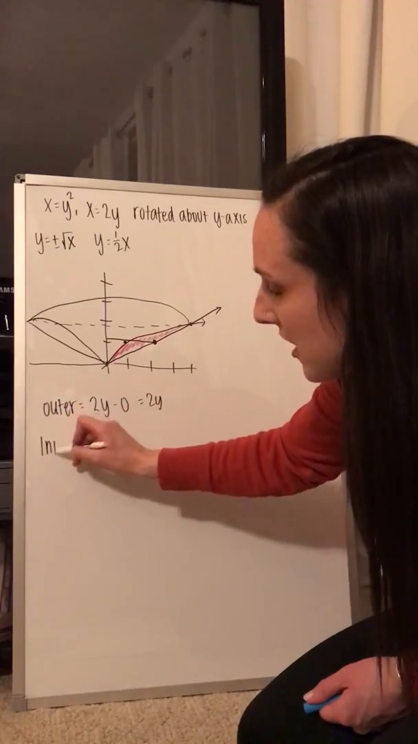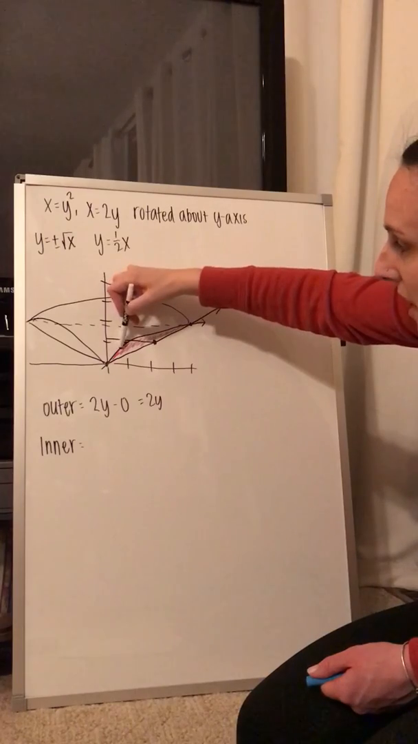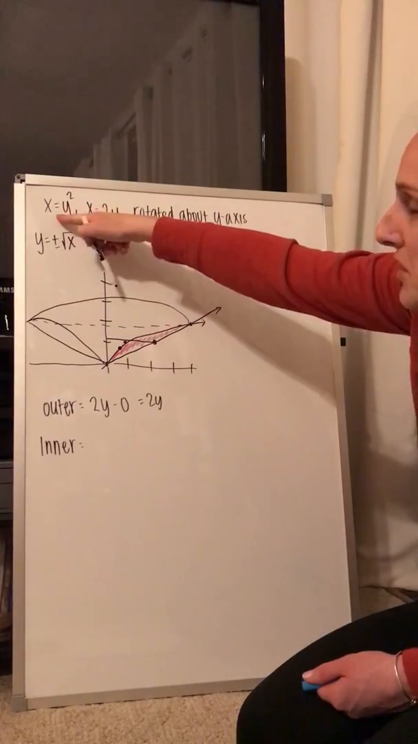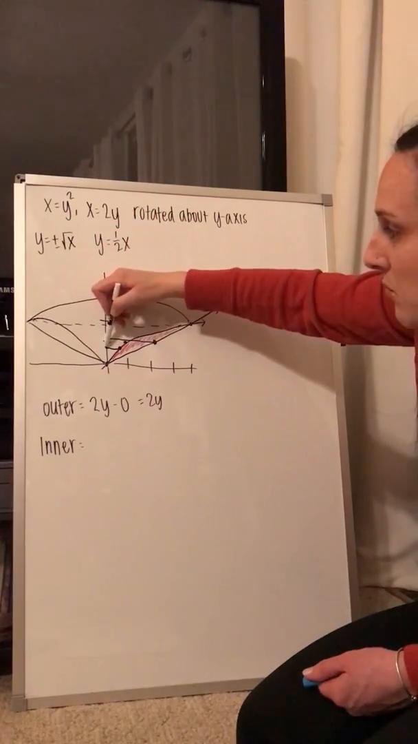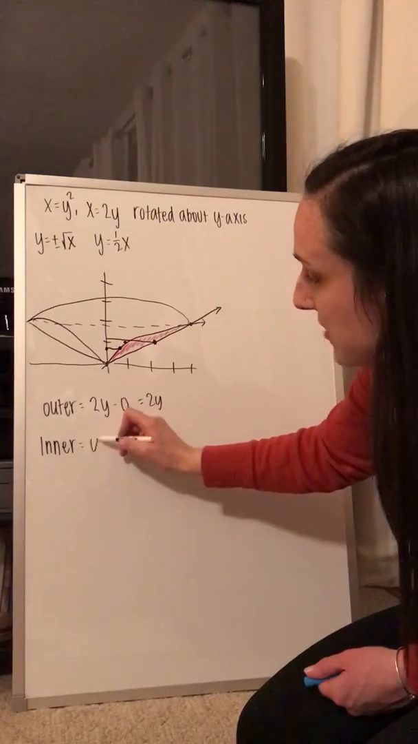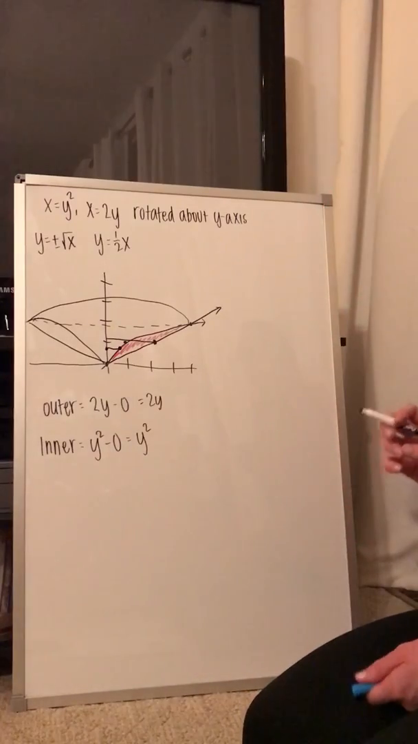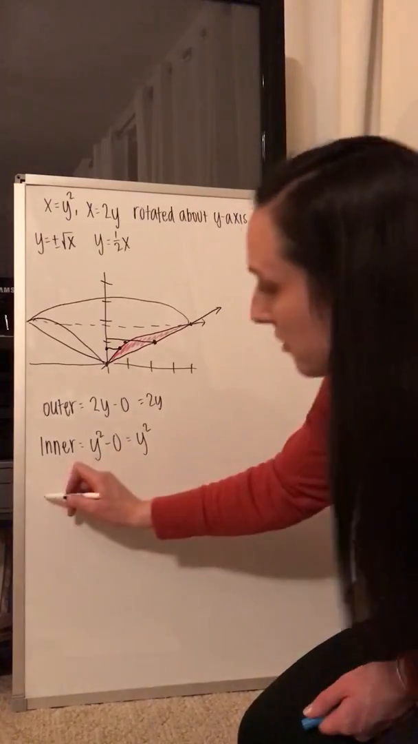My inner radius is going to be the smaller one, so the smaller one is met on the curve. That's y is equal to plus or minus the square root of x, but in terms of y, that's x is equal to y squared. And again, since I'm going to the y-axis, that would be y squared minus 0, which would just be y squared. So when I go to plug that into my volume formula, I'll do my work down here.